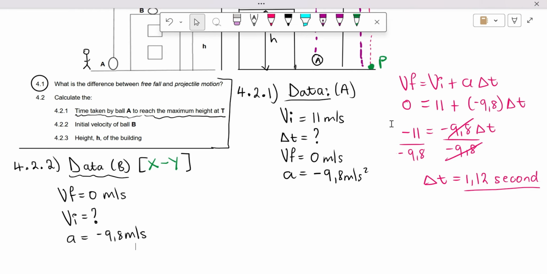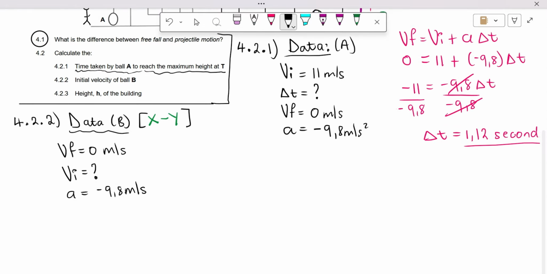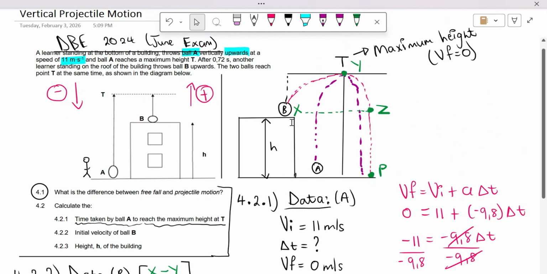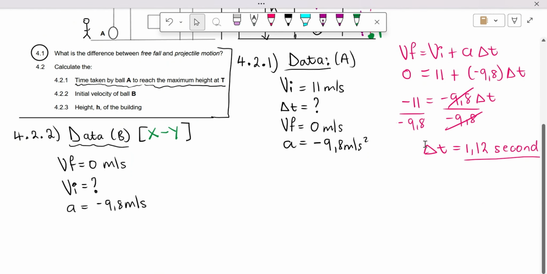Do not decide to change your direction mid-question. Please do not do that. Once you are in the middle of answering your questions, don't just decide to change your direction. Stick to your original direction at all times. So in this case, I have my final velocity as 0, my initial velocity is unknown, my A is negative 9.8. But then again, do I have the height from X to Y? Well, the height from X to Y is what I do not know.